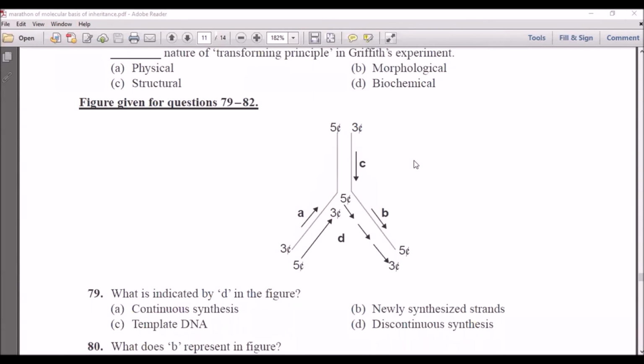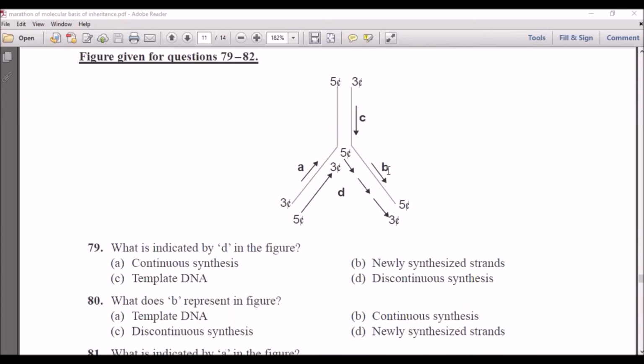Now this is the given figure, and we have to identify certain structures and answer certain questions which are related with this structure. First is, what is indicated by D in the figure? Continuous synthesis, newly synthesized strand, template DNA, discontinuous synthesis. Now this D represents the newly synthesized strands.